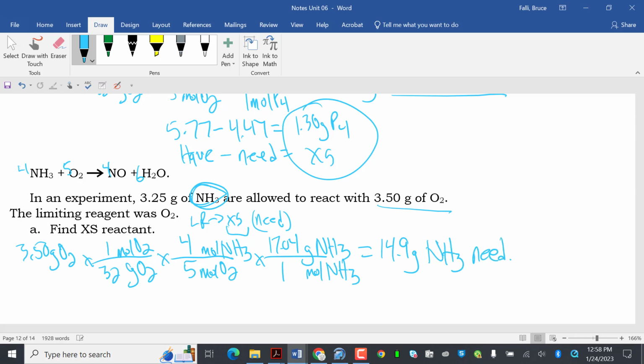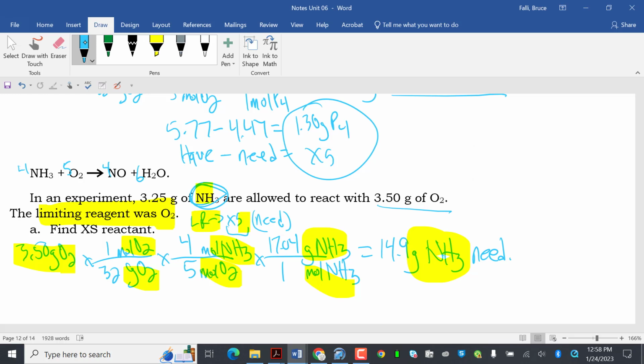Now let me explain this and go a little slower. I'm given this much. This is my limiting reagent, okay? I'm going to convert it into what I need. I need NH3, the excess. So I cancel grams, boom. I go into moles. Moles are not grams of excess, so I cancel moles. Moles over moles gets me into moles of excess. Get out of moles of excess by canceling it, go into grams of excess. That's it, okay? Now remember, have minus need is your excess.